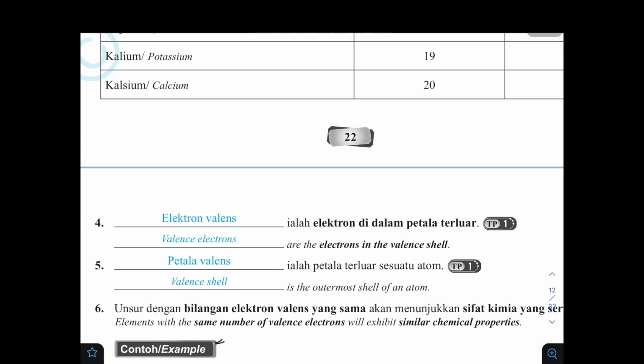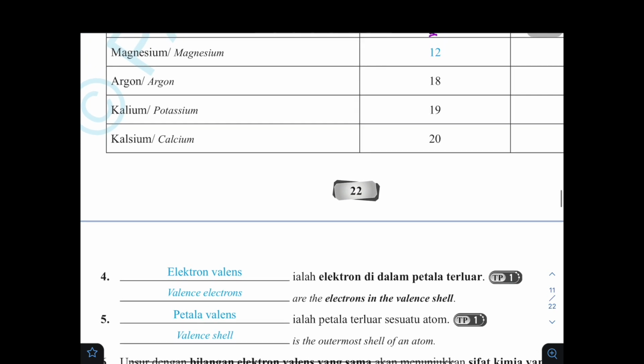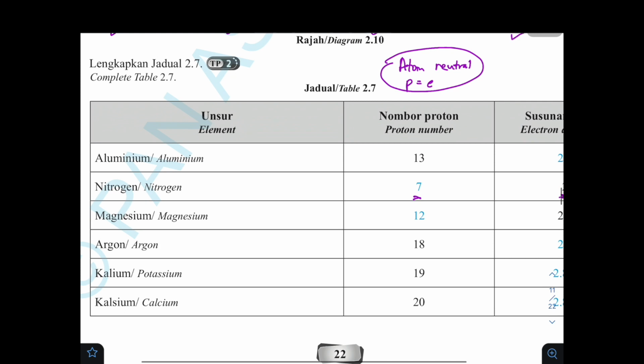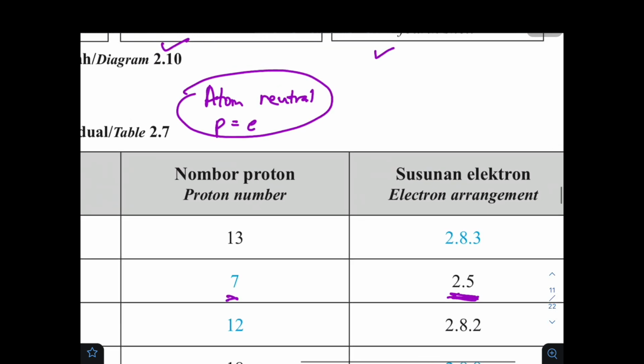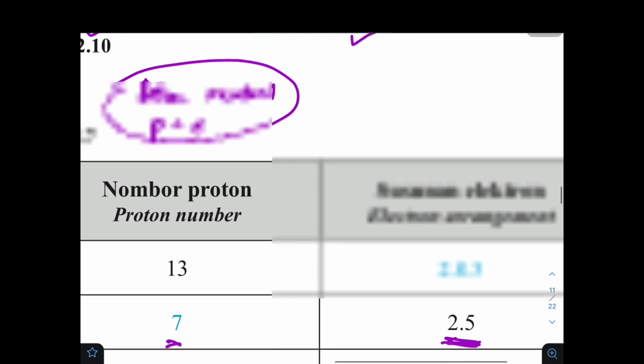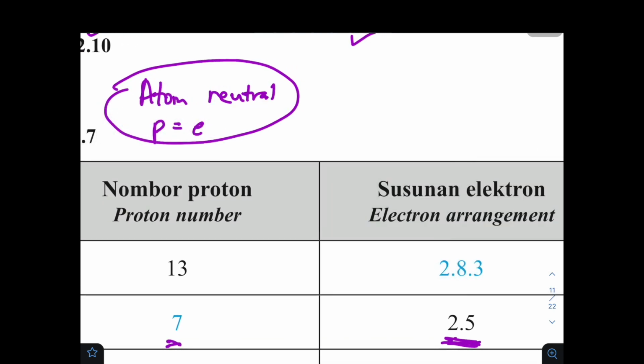So I give you example here. Valence electrons are the electrons in the valence shell. Example is aluminium. The valence electron for the aluminium atom is 3. Is 3 ya.